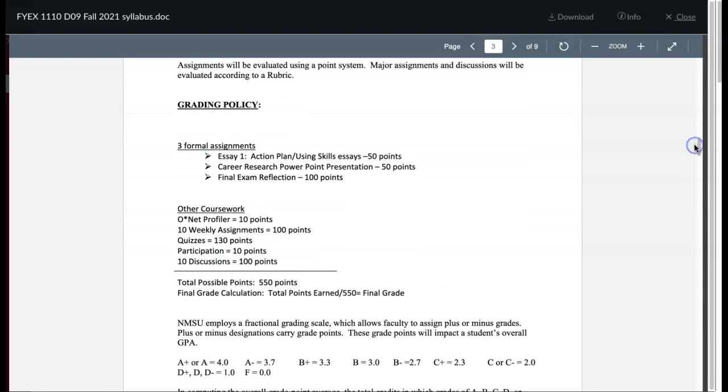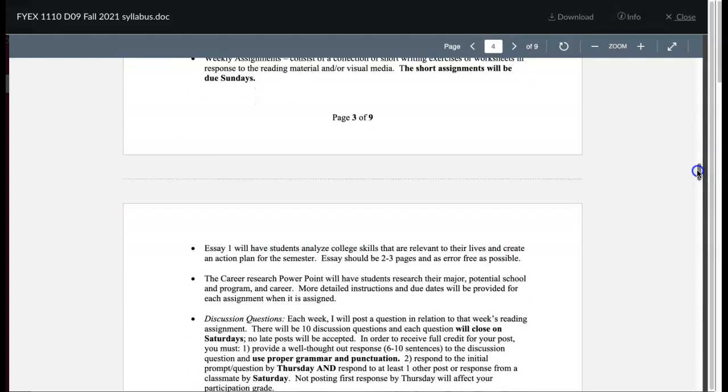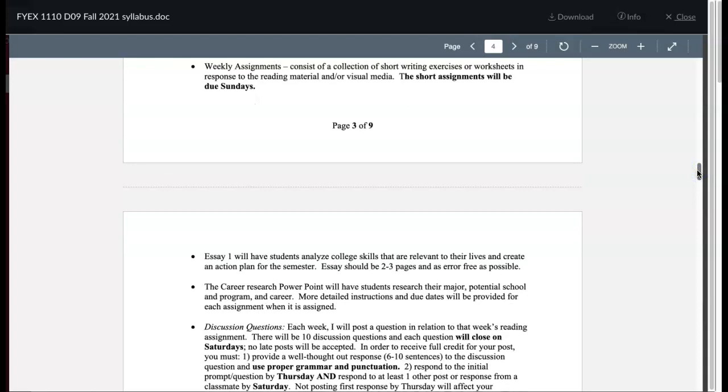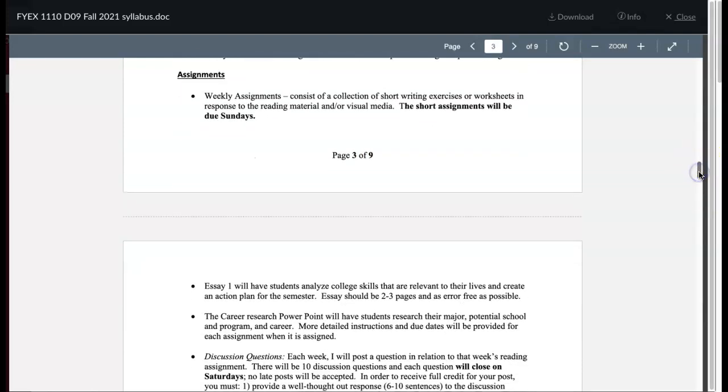We also have the assignments that we're going to be doing in this course, which totals 550 points. And we do have weekly assignments, which are basically short assignments like handouts and things like that. And right here, it tells you when they are due. For example, the weekly assignments and the discussions all have specific dates that are due during the week. All our weekly assignments are going to be due on Sunday. Discussions are always going to be due on Thursdays and Saturdays. And then quizzes are going to be due on Saturdays.